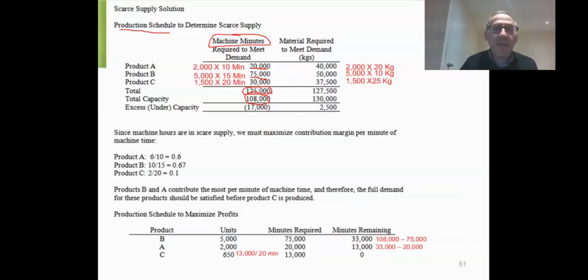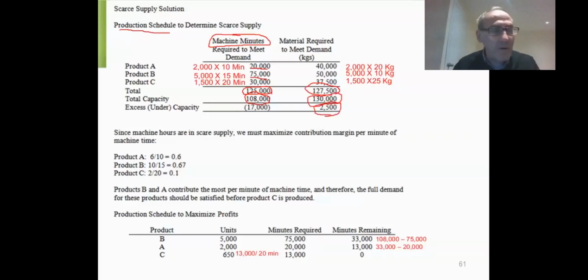So to fully meet demand, we're going to need 127,500 kilograms. But the amount of kilograms available based on the previous slide is 130,000. So it looks like materials are not in scarce supply. We actually have excess capacity. We actually have 2,500 more kilograms than we require to fully meet demand. So we've now determined which of the two is in scarce supply. It's the machine minutes that is in scarce supply.